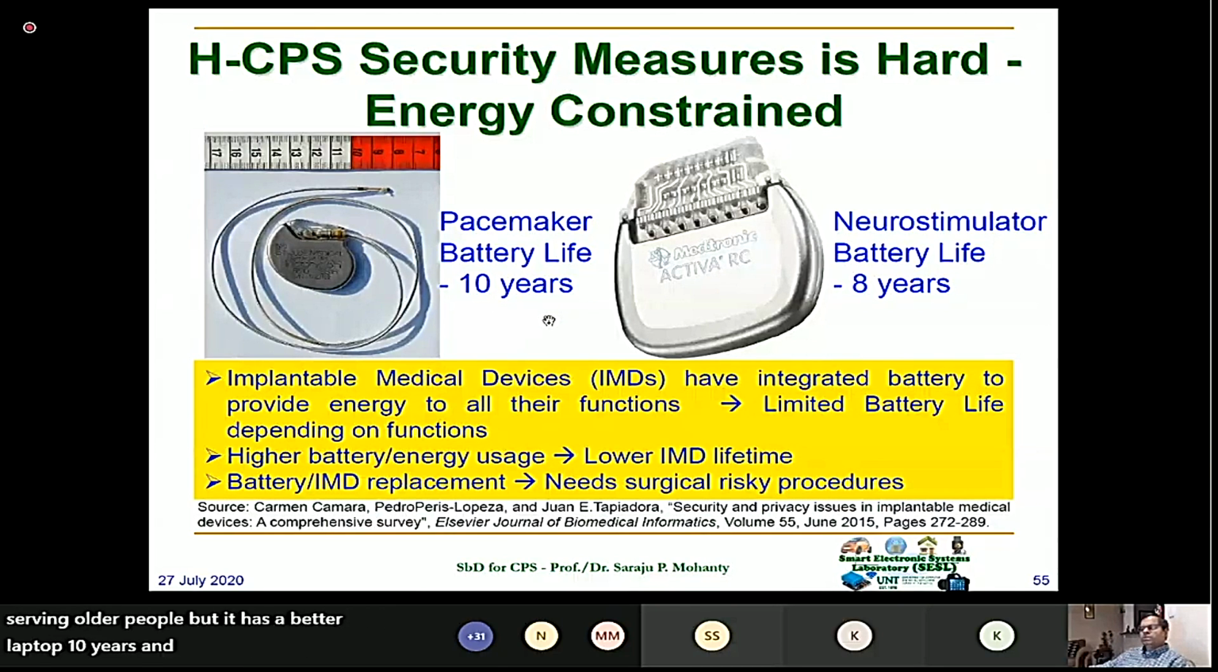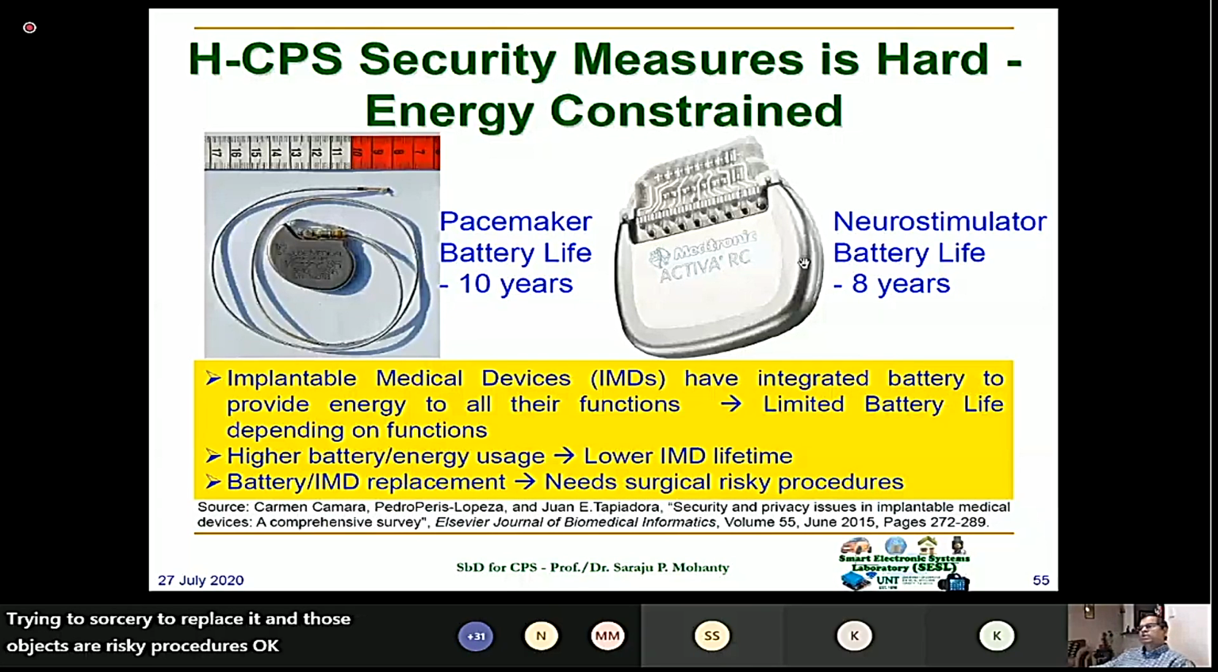And now the new generation pacemakers are connected to Wi-Fi and the internet, and as a result, if somebody hacks and drains the battery, it's a very serious problem. People have to go through surgery to replace it, and those surgeries are risky procedures.